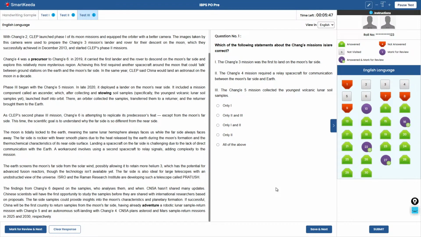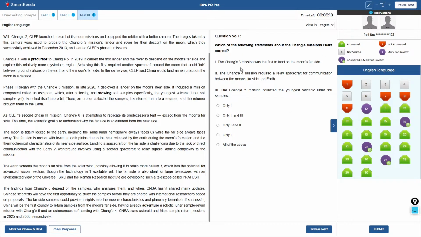If successful, China will be the first country to return a sample from the Moon's far side, having already accomplished a robotic lunar sample return mission with Chang'e 5 and an autonomous soft landing with Chang'e 6. CNSA plans asteroid and Mars sample return missions in 2025 and 2030 respectively.